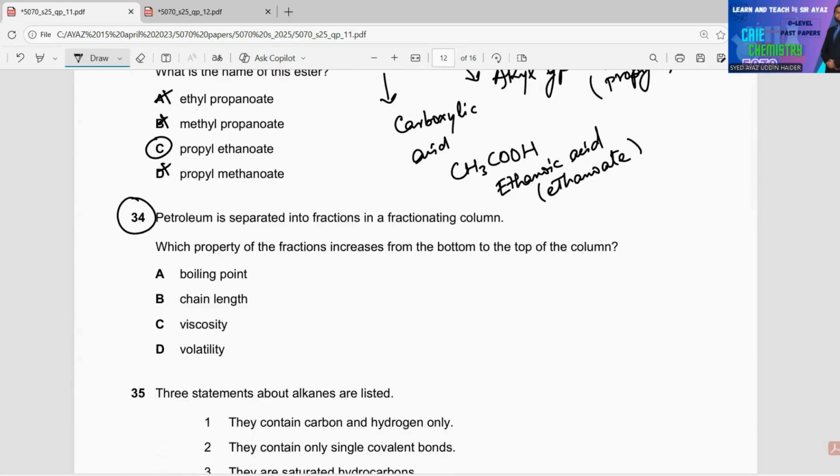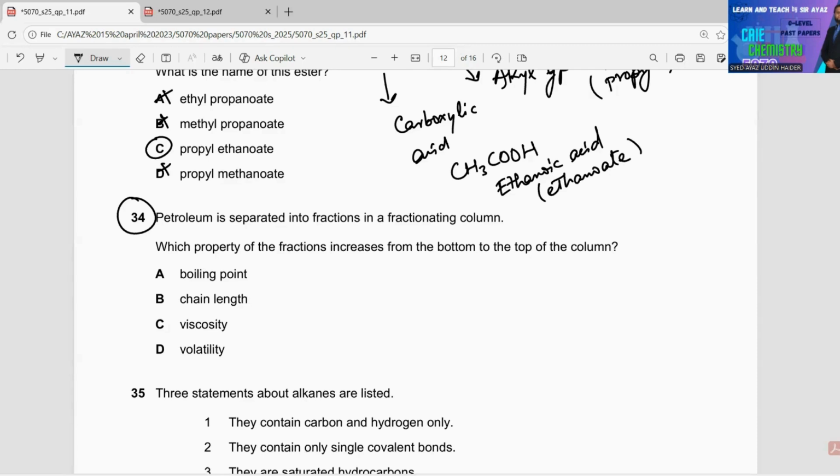34. Petroleum is separated into fractions in a fractionating column. Which property of the fractions increases from the bottom to the top of the column? So if you go from bottom to the top of the column, boiling point will decrease, volatility will increase, carbon chain length will decrease, viscosity will decrease.